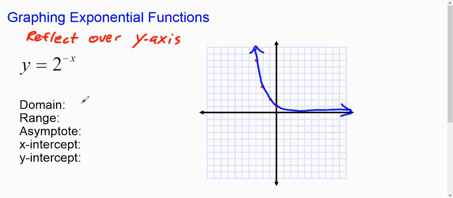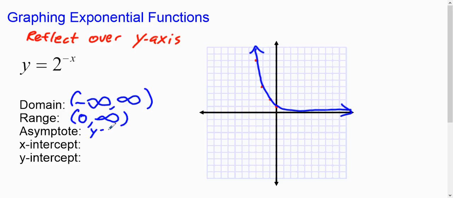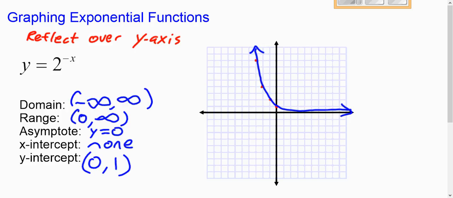So our domain still is negative infinity to positive infinity. Range, the lowest it goes is still 0, so it's 0 to infinity. Because we still have the asymptote at y equals 0, which means there's no x-intercept, and the y-intercept didn't move. It's still there at 0, 1. Very similar to the last graph.